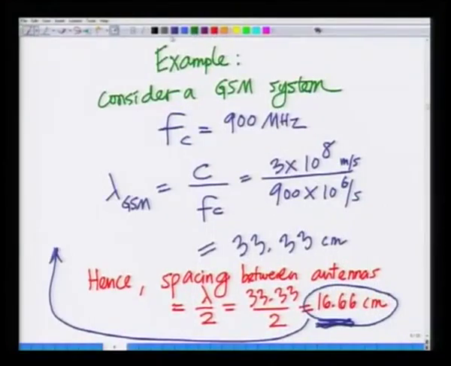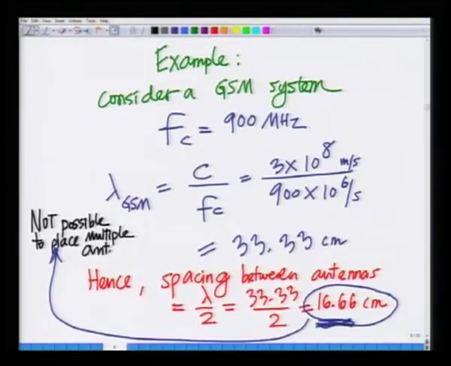So, let me write this again here. It is not possible to place multiple antennas, because the spacing is greater than the dimension of the phone.